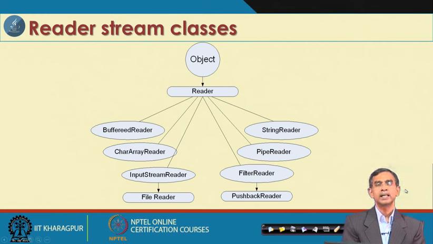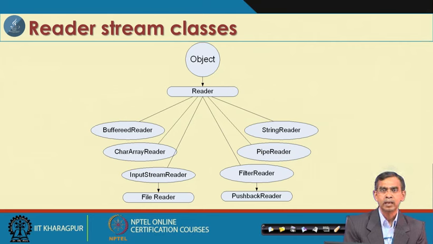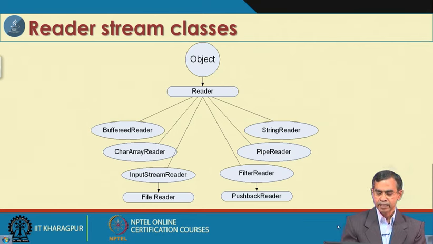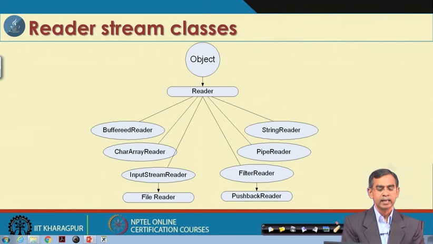Now, here are the reader stream classes, for reading input from some input source in the form of characters. As we see in this figure, it can read like a buffered reader, a character array reader, a file reader when I am reading from a file, a string reader that reads a string of characters, a pipe reader, a filter reader, or a pushback reader. So there are different ways that reading is possible using the reader stream classes.